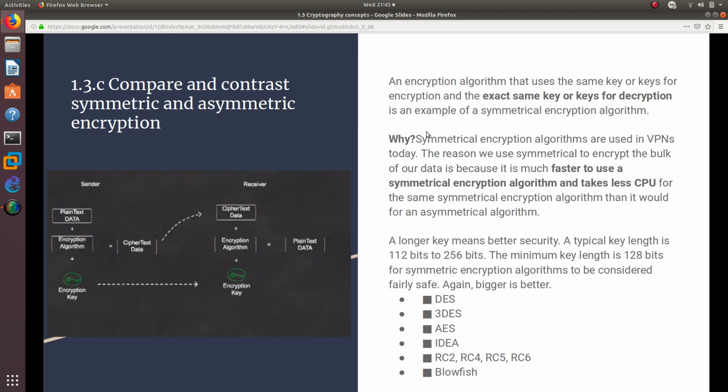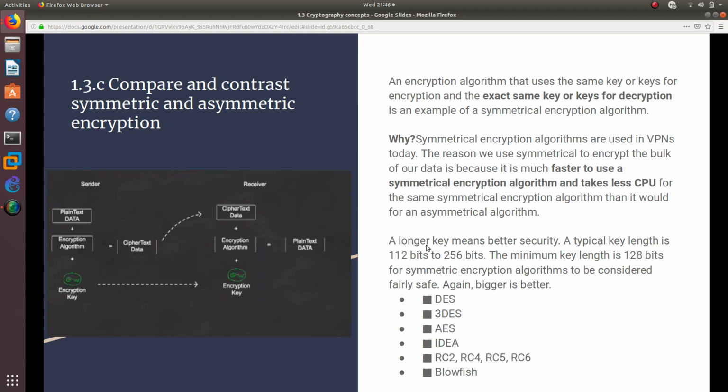So why is a symmetrical encryption algorithm used? They're used for VPNs today. The reason we use symmetrical is to encrypt the bulk of our data, because it is a lot faster and takes a lot less CPU usage. For the same data, a symmetrical encryption algorithm is a lot faster than an asymmetrical algorithm, which we're going to discuss on another slide.